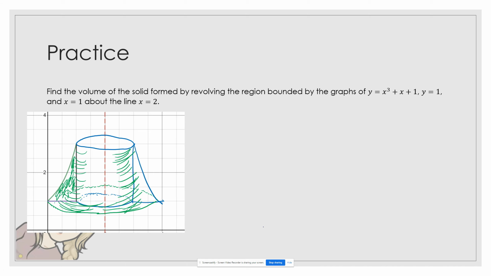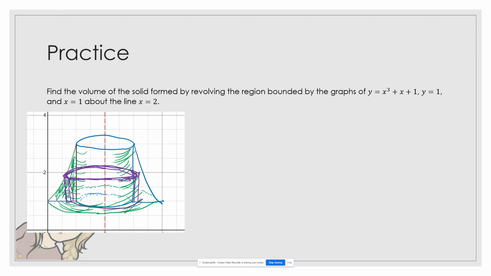By using the shell method, we are going to take cuts like this, and they are going to be parallel to our axis of rotation. And then we're going to swing that around to make these shells. So there's a shell, and it's got to be a little thick because I drew the rectangle thick. We're going to find the volume of this shell.